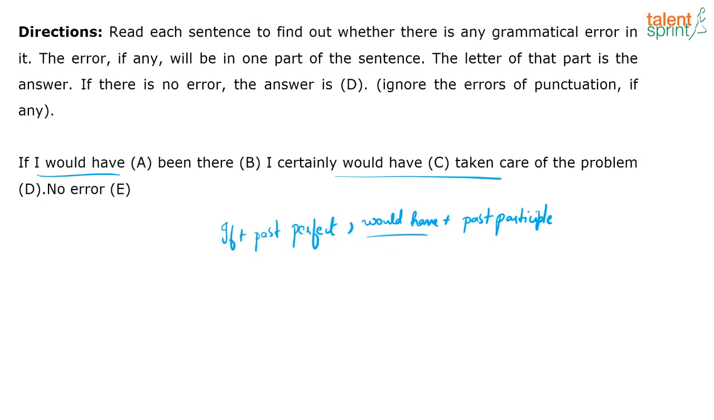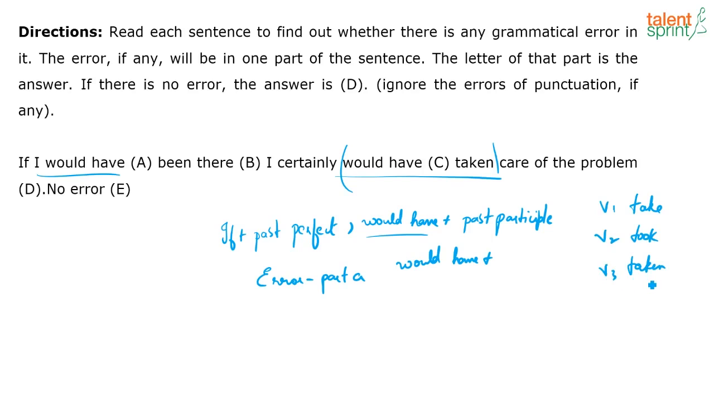So what will I change here in part A? What will become of part A? The error is undoubtedly in part A, and the second clause is in line with what is needed, because I have would have plus the past participle, which is the third form of take, right? Take, took, taken. Verb 1, verb 2, verb 3. And for my past participle, I always take the third verb. So that is correct, which means I only have to change part A.